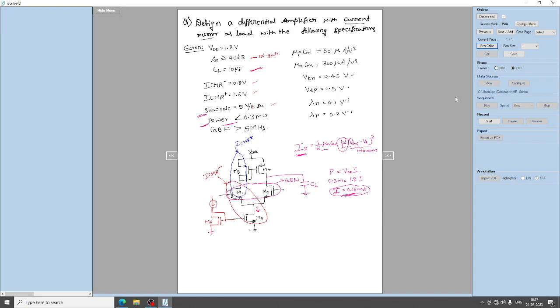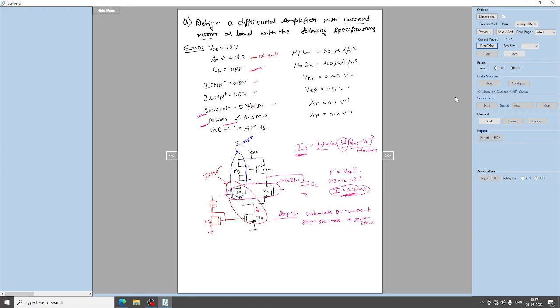Okay, so another method is to find it by making use of slew rate. I will elaborate the steps, step by step, on how to find the aspect ratio of each transistor. So step 1 is to calculate the DC current from the slew rate or power spec.